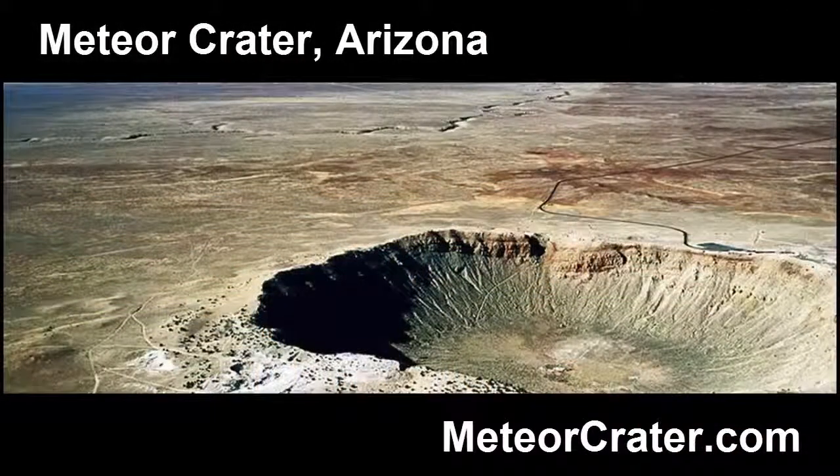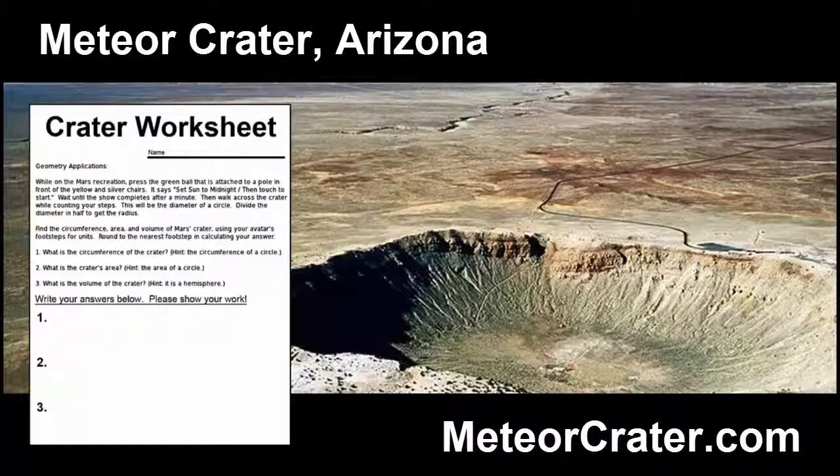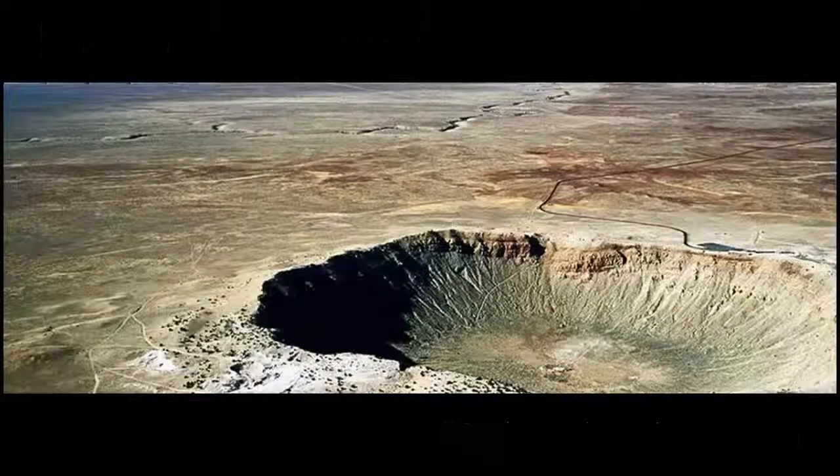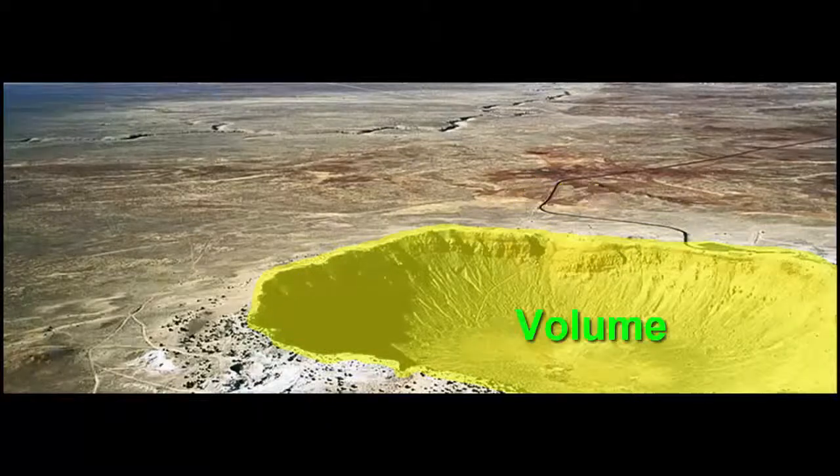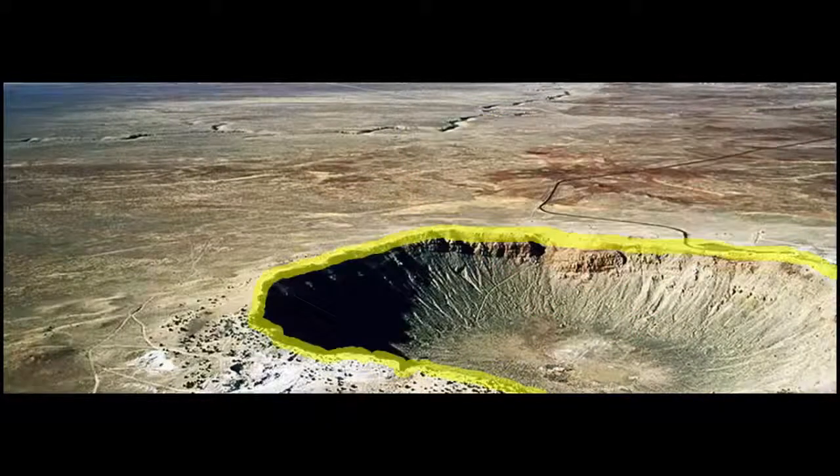Ben attended a geometry class field trip to the Meteor crater in Arizona. While on his field trip, the teacher gave Ben and his fellow students a clipboard, a worksheet, and a pencil. This worksheet asked the students to find the circumference, area, and volume of the Meteor crater. The class walked around the outer circle of the crater and found the circumference by counting their steps.